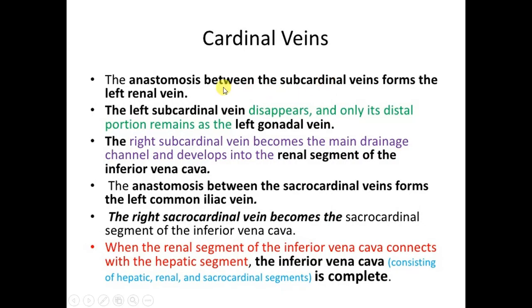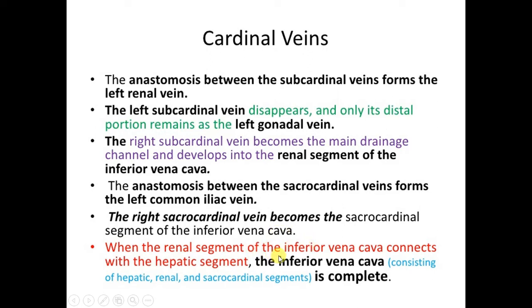So anastomosis between subcardinal veins forms the left renal vein. Left subcardinal disappears and only the distal portion remains as the left gonadal vein. Right subcardinal vein becomes the main drainage channel, developing into the renal segment of the inferior vena cava. Anastomosis between sacrocardinal veins forms the left common iliac vein. The right sacrocardinal vein becomes the sacrocardinal segment of the inferior vena cava.